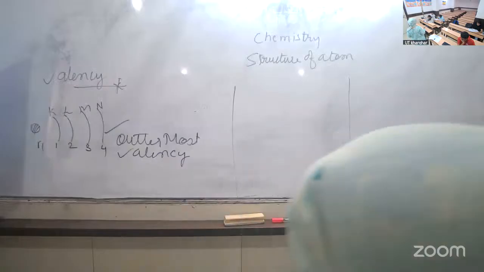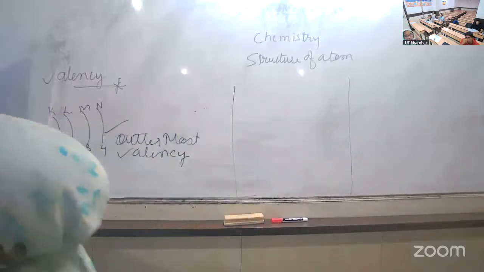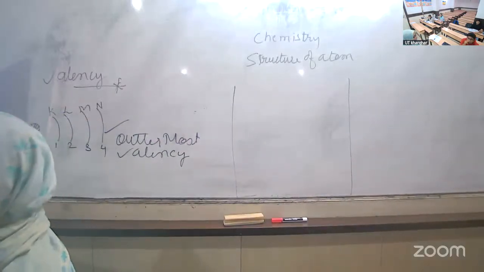Fluorine atomic number is 9. Electronic configuration is 2 and 7. So the valence shell contains how many electrons? 7. And they are in need of 1. Understood now? So this complete family is the halogen family, which is a reactive family.